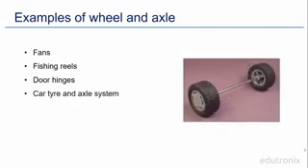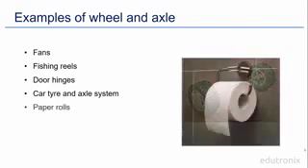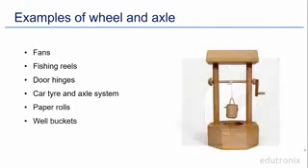A car tire system is another typical example of a wheel and axle system. You can see there is a rod which holds two wheels. We also have paper rolls. Wheel buckets which are tied to a rod are operated by a wheel system, and many more. We now concentrate on gears.